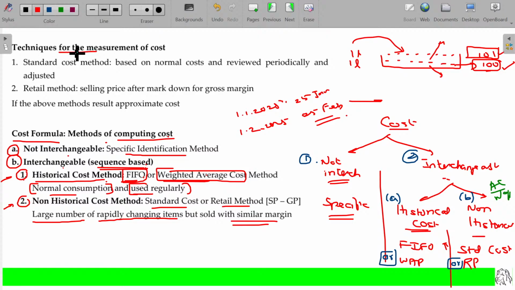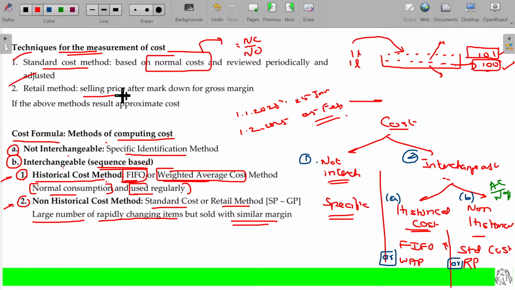Now, technique for measurement of cost. Standard cost method is based on normal cost and reviewed periodically. Normal cost is nothing but normal cost incurred divided by normal output. That's what the normal cost per unit is about. Abnormal loss will not be considered. Abnormal gain will not be considered.